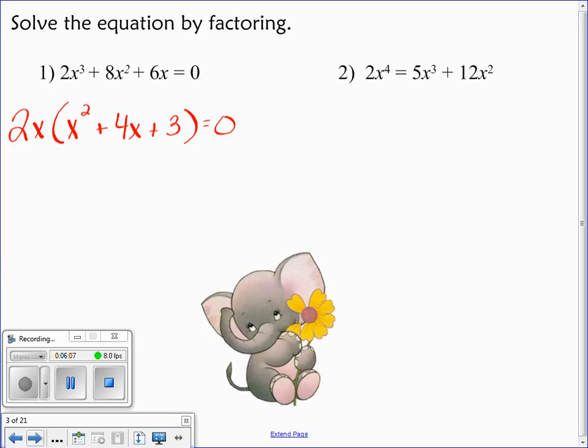Yeah, this one's not too bad. We're going to start a little small, baby step into this like I always do with you guys. Does that factor further? Yes, it does. Guys, if I still have an x squared, I'm going to try to factor that thing further.